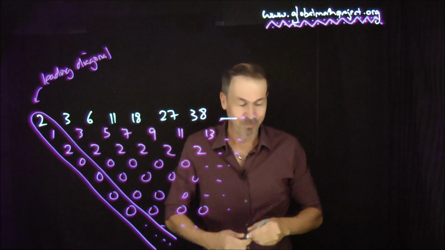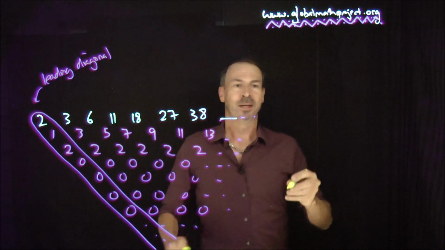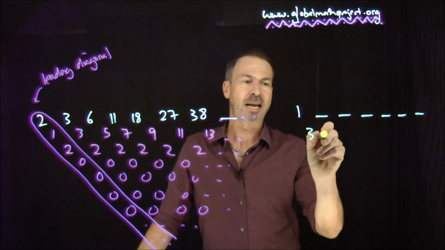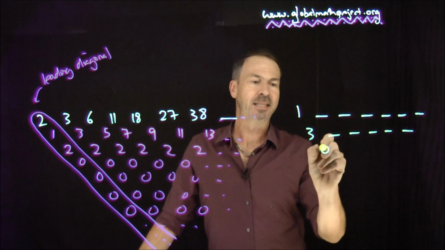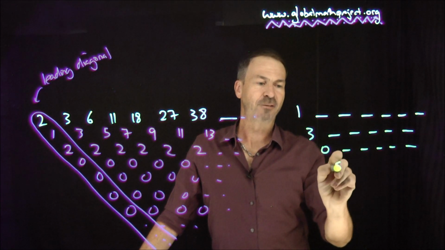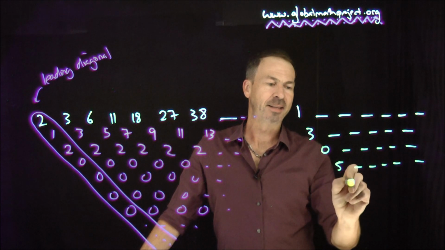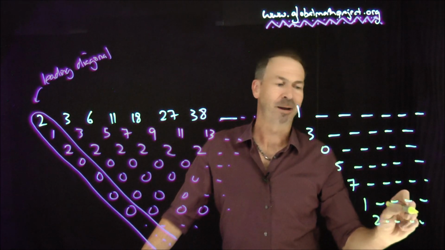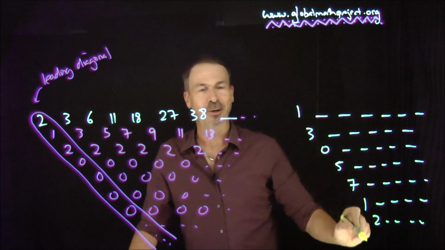Let me show you what I mean by that. I will give us a leading diagonal. So it starts with 1, then say blank, blank, blank, blank, blank. And then say it's 3, blank, blank, blank, blank, blank. And that's 0, blank, blank, blank, blank, blank. And that's 5, blank, blank, blank, blank, blank. And that's 7, blank, blank, blank, blank. And that's 1, blank, blank, blank, blank. And then it's 2, blank, blank, blank. I'll give us that leading diagonal.